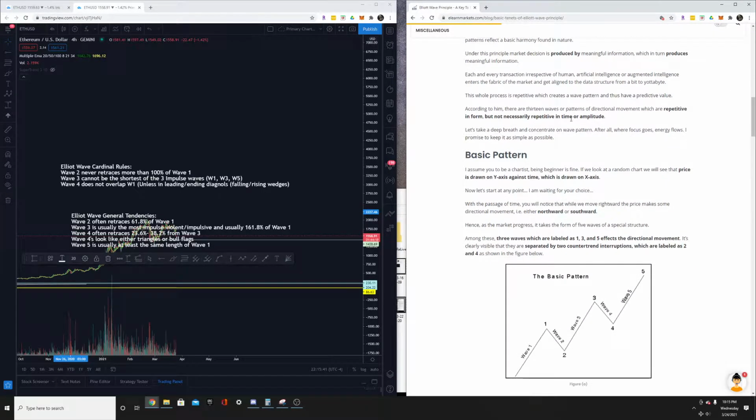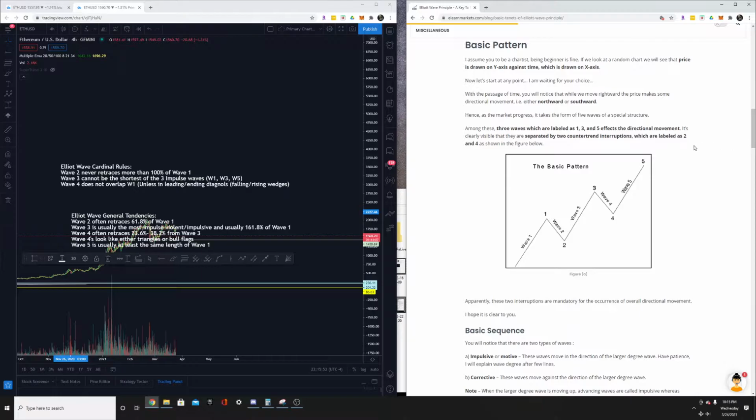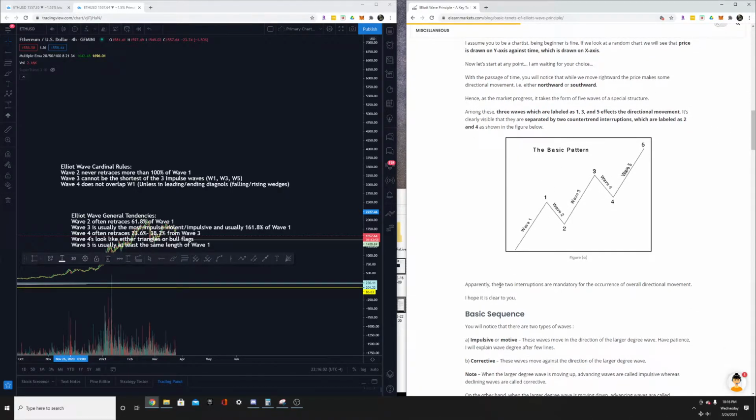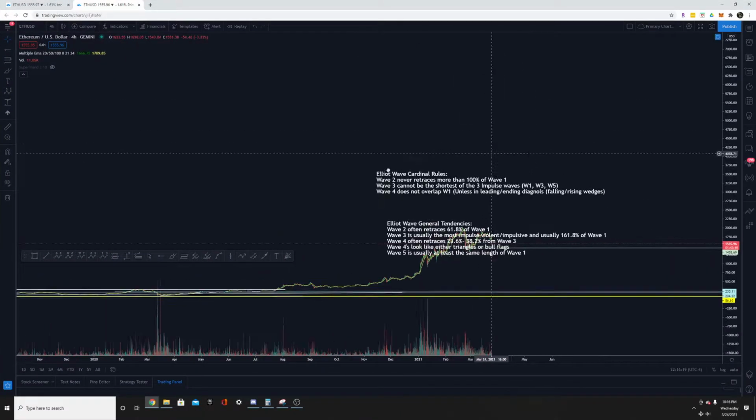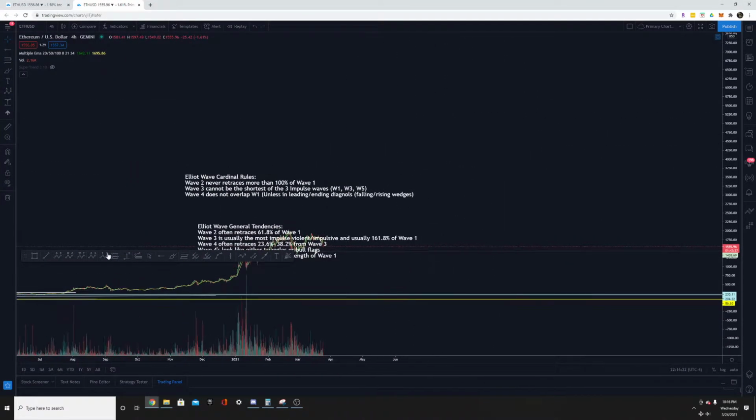And according to him, there are always patterns of directional movement which are repetitive in form but not necessarily repetitive in time. So this is the basic pattern. Usually the three waves, 1, 3, and 5, the odd numbers, are the directional movement of the market. Usually it's uptrending. And then the counter trends are waves 2 and 4, the even numbers. These are called corrective waves. So 2 and 4 are corrective waves. 1, 3, and 5 are impulse waves. So let's start drawing that now, just so you get a better idea. So here we go.